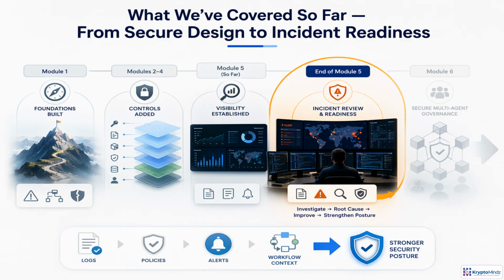So far, we've built the security stack in layers, understanding agent risk, constraining tools, validating inputs, defending against prompt injection, adding approvals, and creating observability. Now we use the evidence from those layers, logs, alerts, policies, and workflow context, to investigate incidents, find root causes, and improve the system before moving into multi-agent governance.